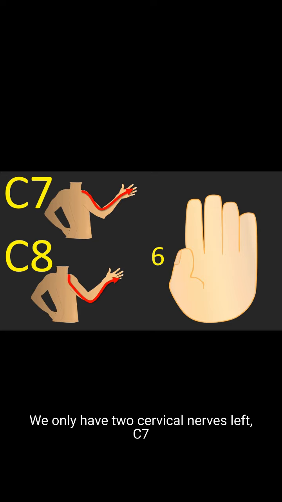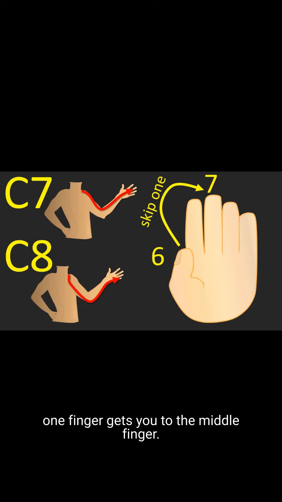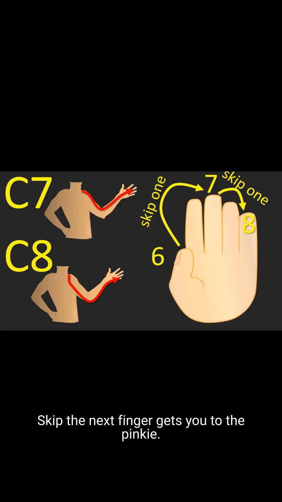We only have 2 cervical nerves left, C7 and C8, for the 4 fingers left. So we will just use every other finger. Starting with C6 at the thumb, skip a finger gets you to the middle finger, that's C7. Skip the next finger gets you to the pinky, that's C8.